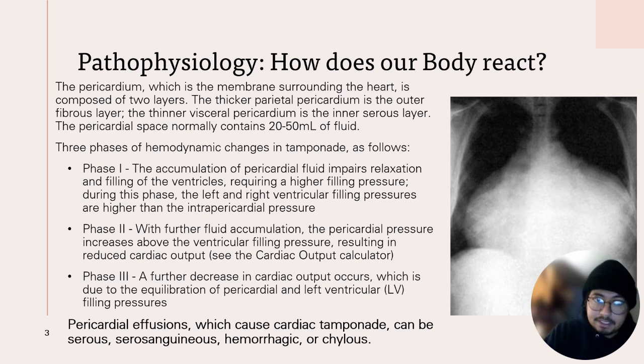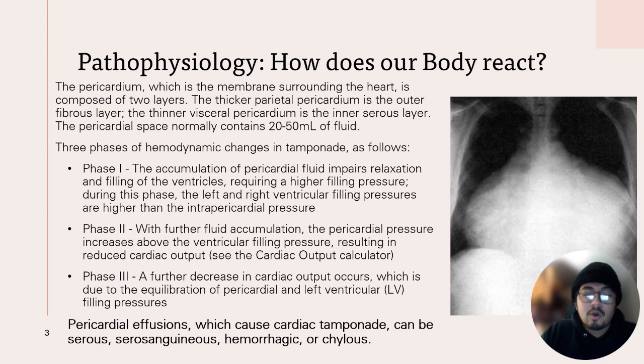There are three phases of hemodynamic changes in the tamponade, and it's as follows. So you have phase 1. This is basically the accumulation of pericardial fluid, which impairs the relaxation and filling of the ventricles, so they have less space to open and contract, which requires a higher filling pressure. During this phase, the left and right ventricular filling pressures are higher than the intrapericardial pressures.